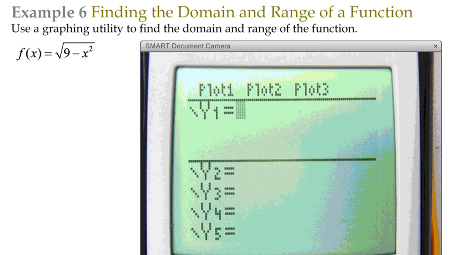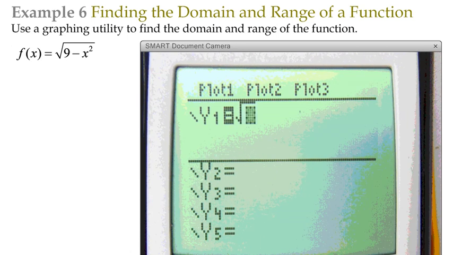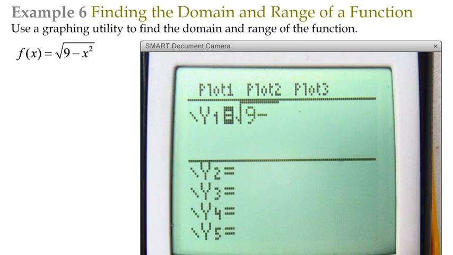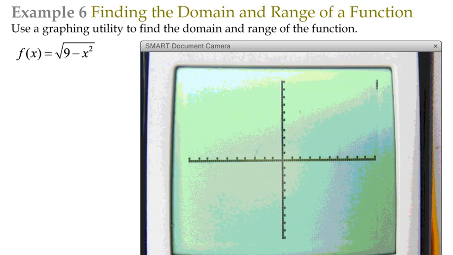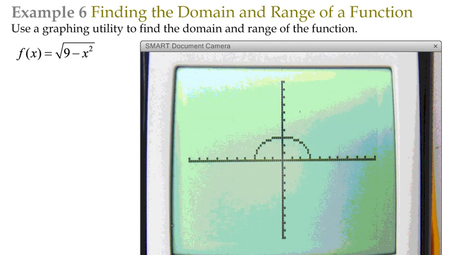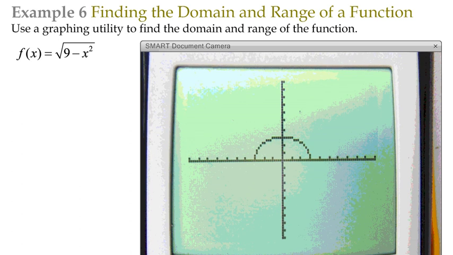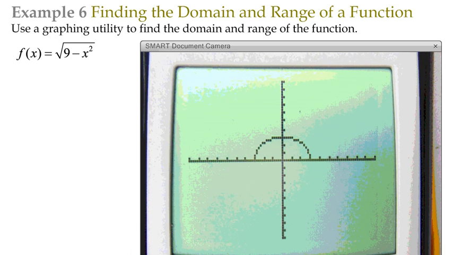So let's go ahead and input this guy and see what kind of graph this looks like. Radical 9 minus x squared. All right. If you're in a standard window, it's going to look like an oval. Now this actually is a circle, and our viewing window sometimes makes it look kind of weird.